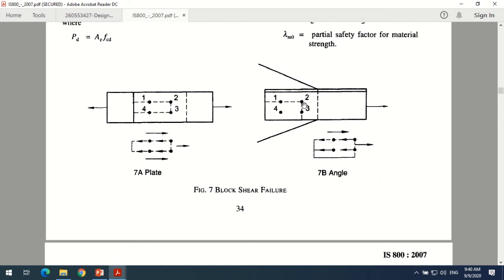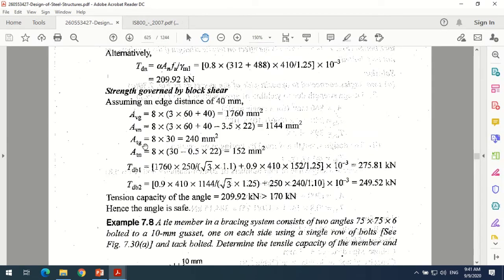Now another area is along the tension plane. So ATG, if I don't consider the deduction for bolt holes, is this length along line 2-3 up to the end of this angle into the thickness of the angle. If I deduct the bolt hole, how many bolt holes are here? 1.5 bolt holes here. So if I deduct 1.5 into 22 mm from this total length and multiply with the thickness of the angle, it will give me ATN. So this is how you calculate AVG, AVN, ATG and ATN.